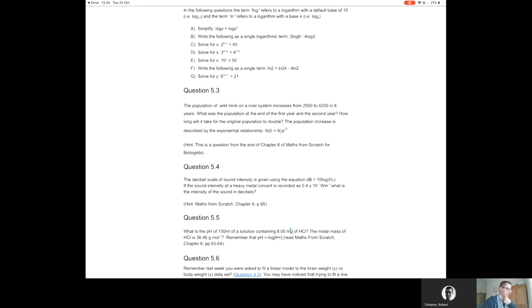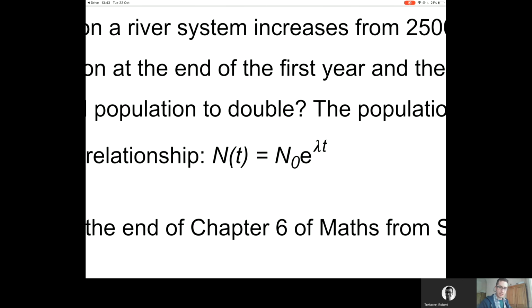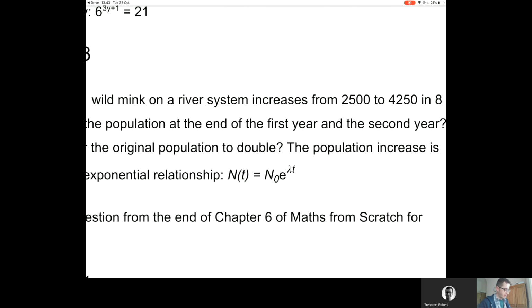Okie dokie. Question 5.3. So this is a bit like question 5.1, except we are now explicitly using an exponential population growth equation. This is what I'm looking at: Nt equals N0 e to the lambda t.